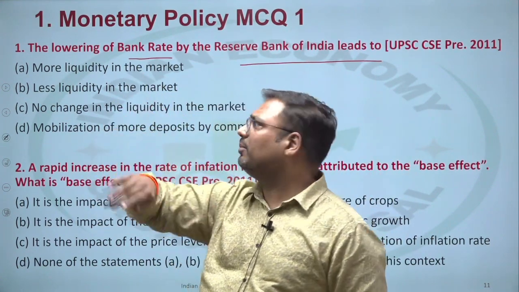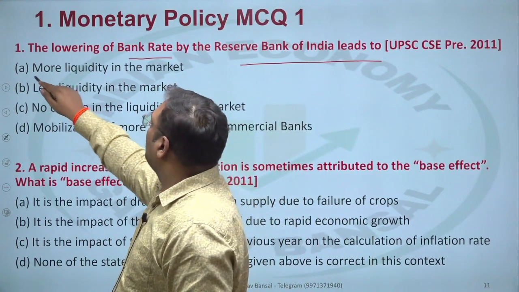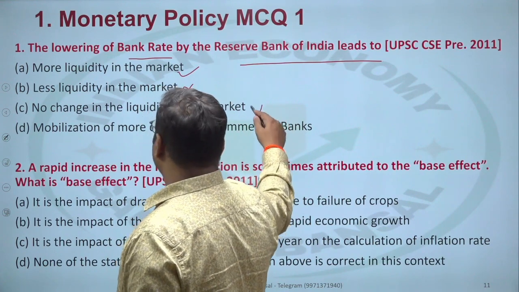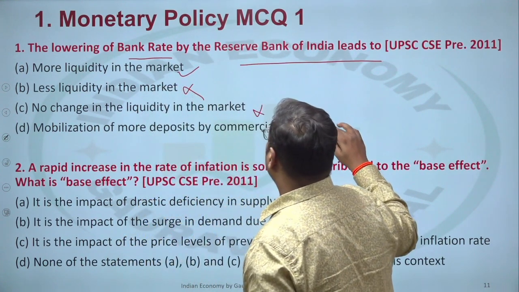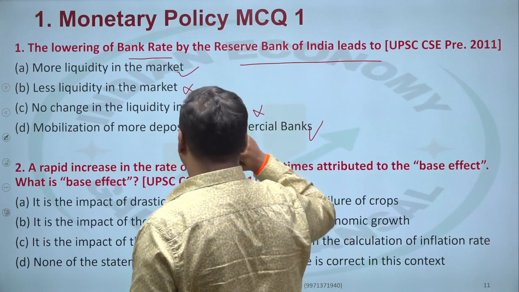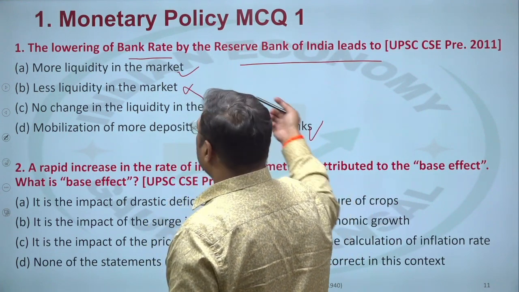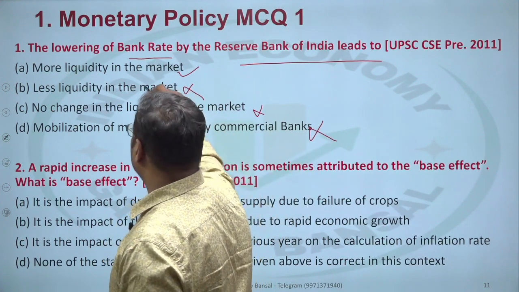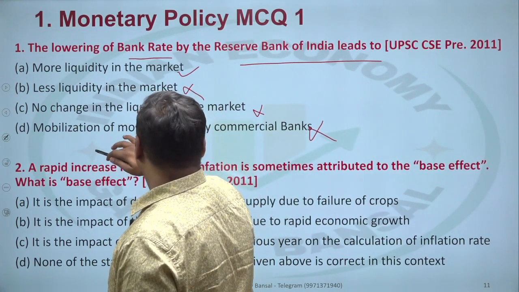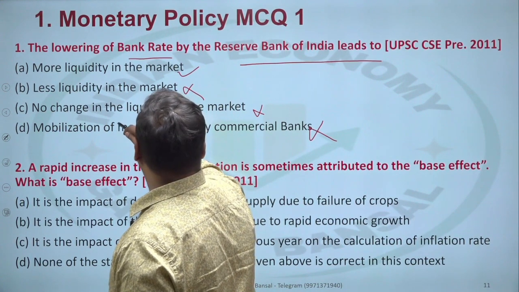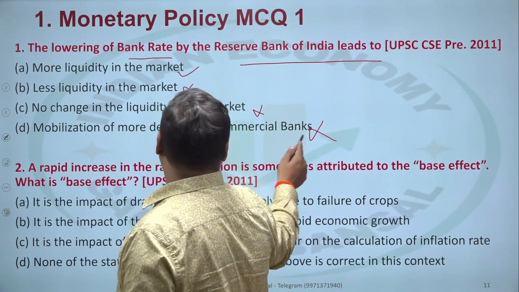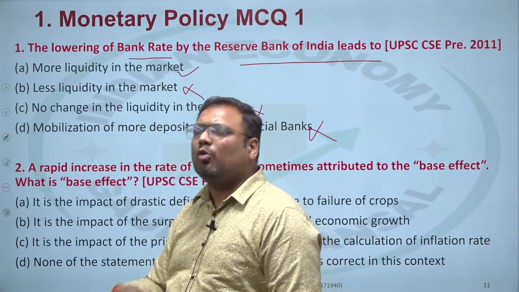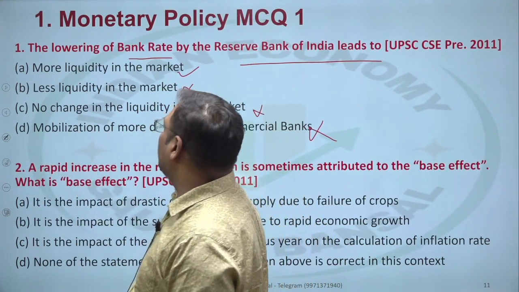So lowering of bank rate, basically interest rate, by RBI will lead to, as we have already discussed, interest rate going down and money supply increasing. More liquidity in the market, which is correct. Less liquidity in the market is wrong. No change is also wrong. Mobilization of more deposits is also wrong, because when interest rate falls, people do not want to deposit much. A is the correct answer.